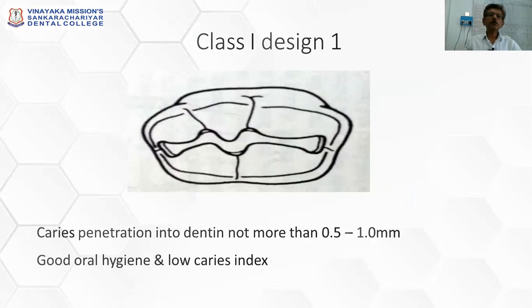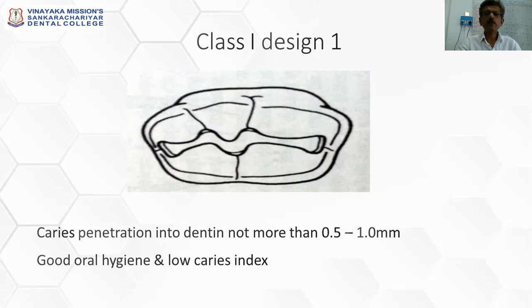Now, coming to the various modifications of the class 1 cavity. Here we have class 1, design 1. There are numerous classifications given, those by Marzouk, Sturtevant, and Mount's classification. There are so many classifications, but I'll just go into a brief of some of the modifications.